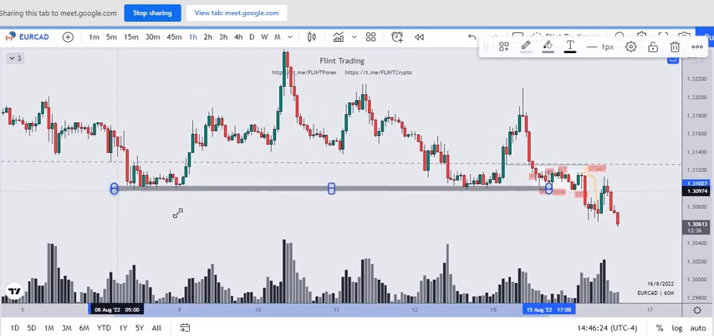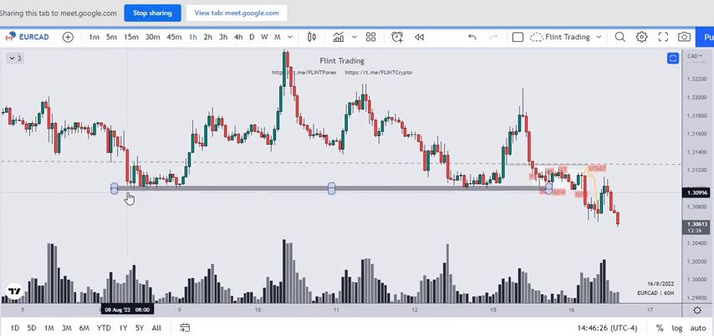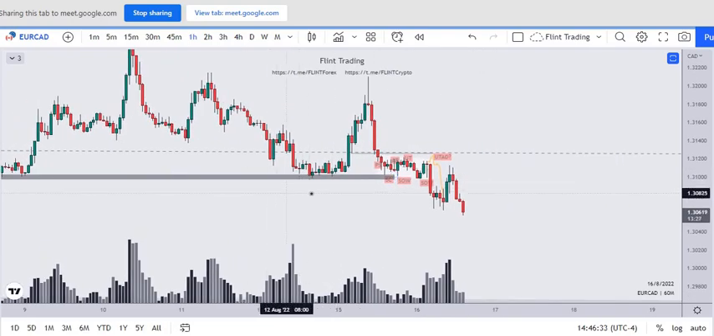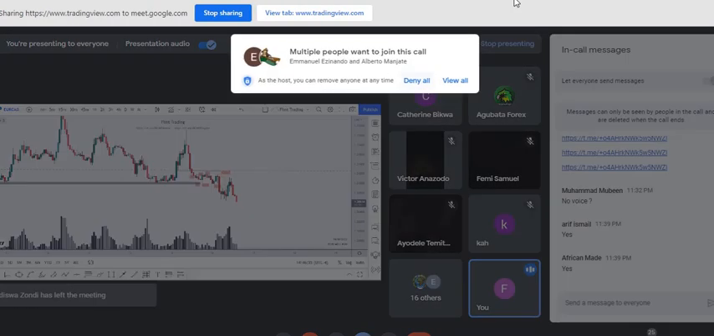So you can clearly see how many touches the market did: 1, 2, 3, 4, 5, 6, 7, 8, 9, 10, 11, 12, 13, 14. So there were a lot of touches right there.